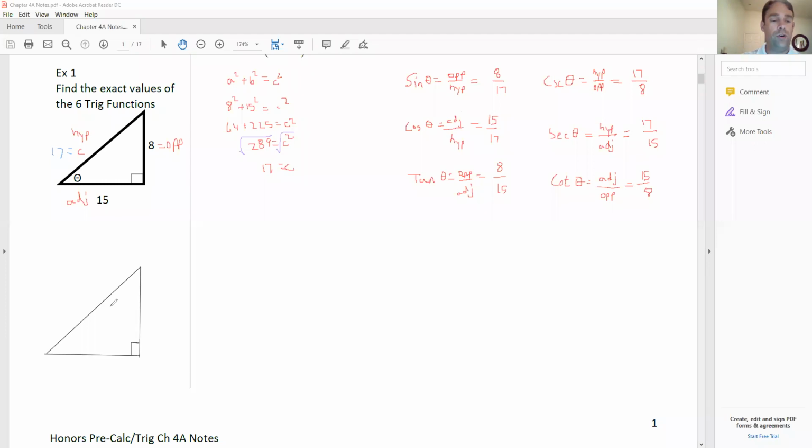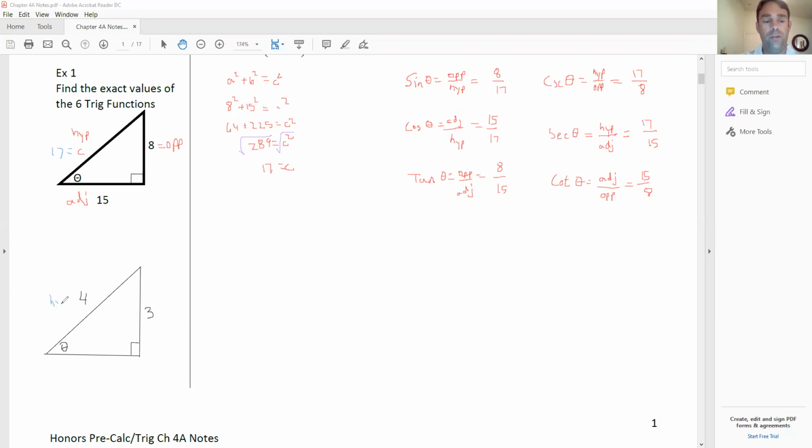I'm going to give you guys one to try yourselves here. So we'll make that 4, we'll make this 3, and we'll make this theta. Ladies and gentlemen, I want you to go ahead and pause the video and figure out all 6 trig functions through this expression. All right, so let's see what you guys have here.